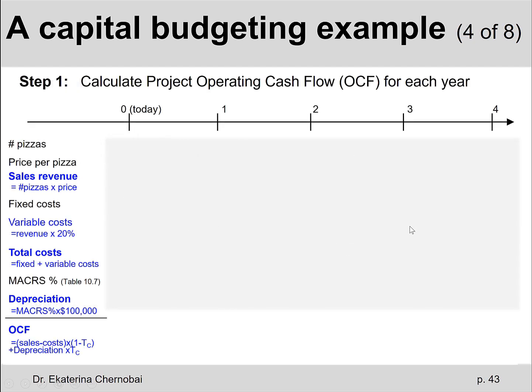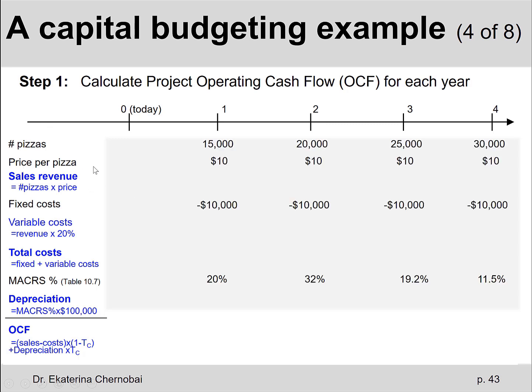Okay, so let's do step one, calculating operating cash flow for each year. So here's what we are already given. We will sell 15,000 pizzas in the first year, 20,000 pizzas in the second year, 25,000 pizzas in the third year, and 30,000 pizzas in the fourth year. The price per pizza will always be $10 every year. So this allows us to calculate what? It allows us to calculate the sales revenue. Why do we even need the sales revenue? Well, we need to find the operating cash flow.